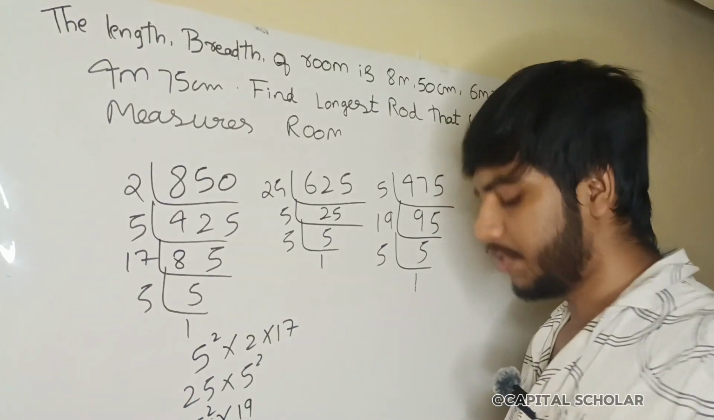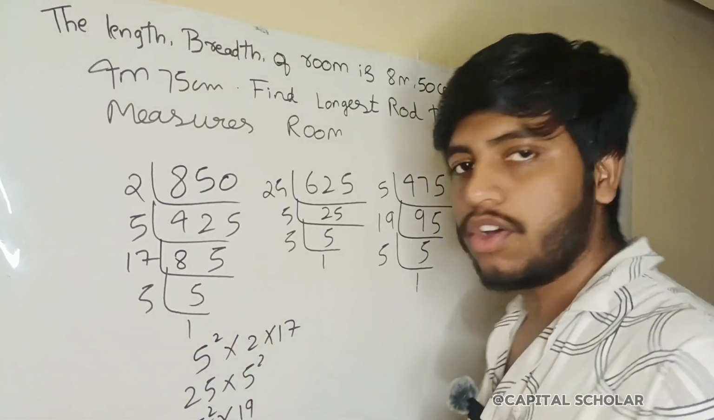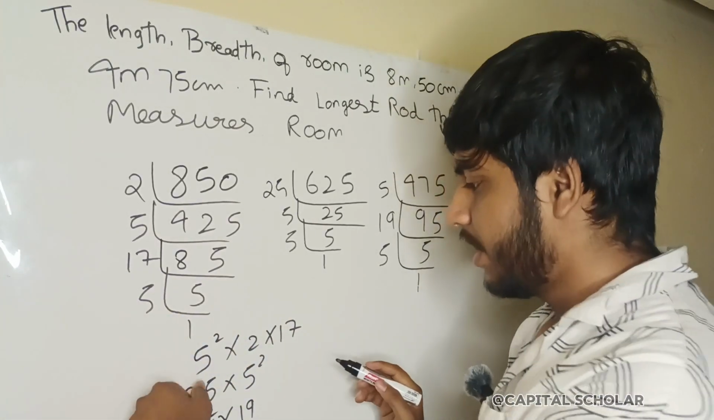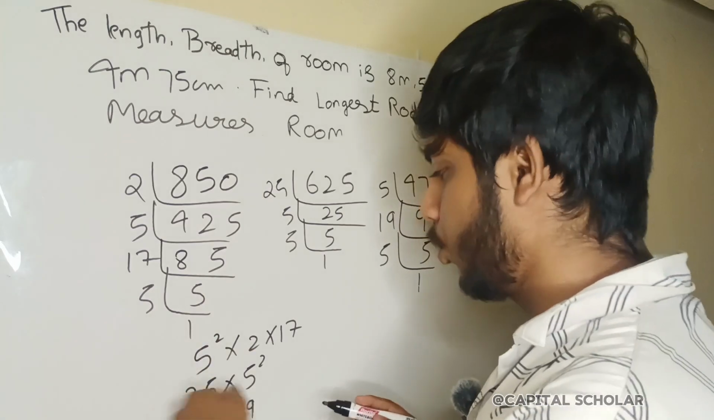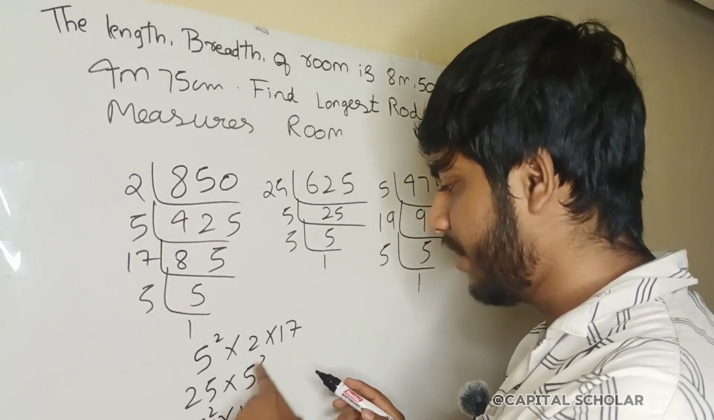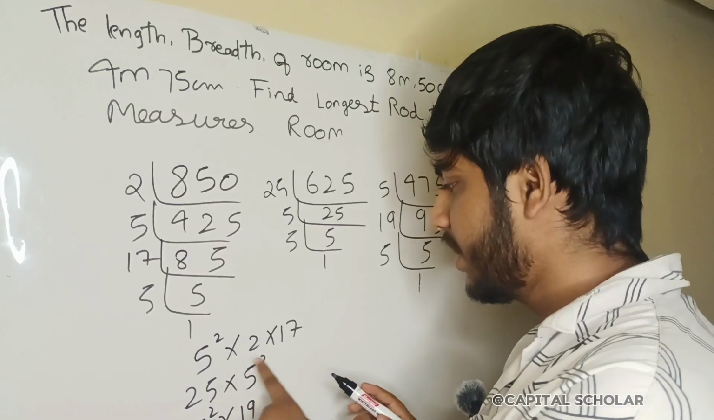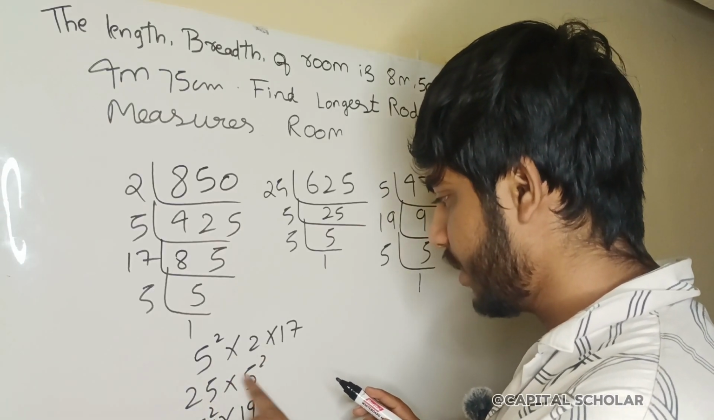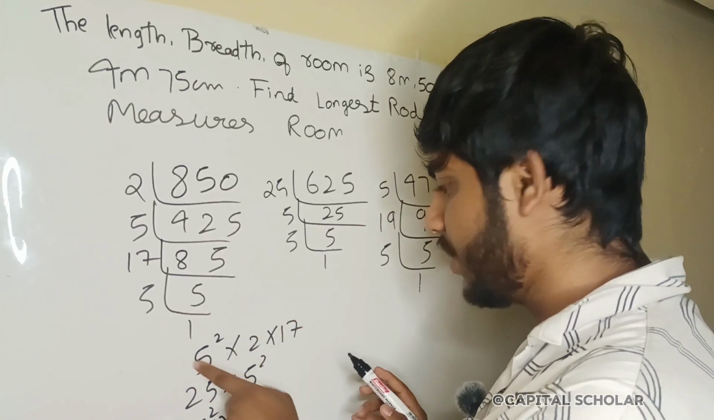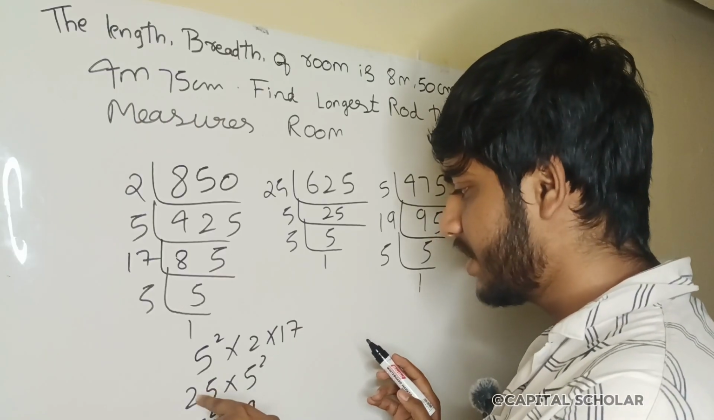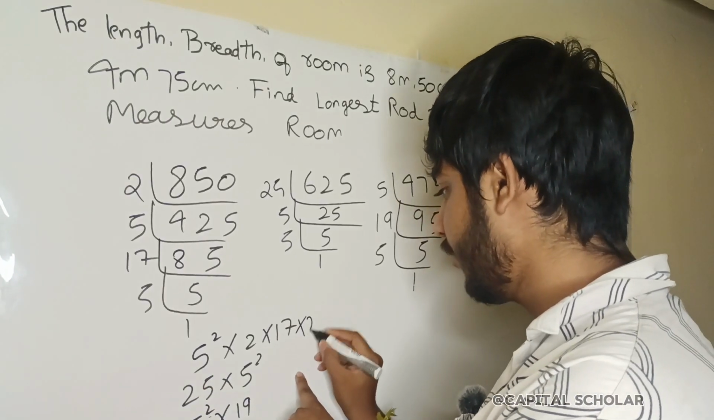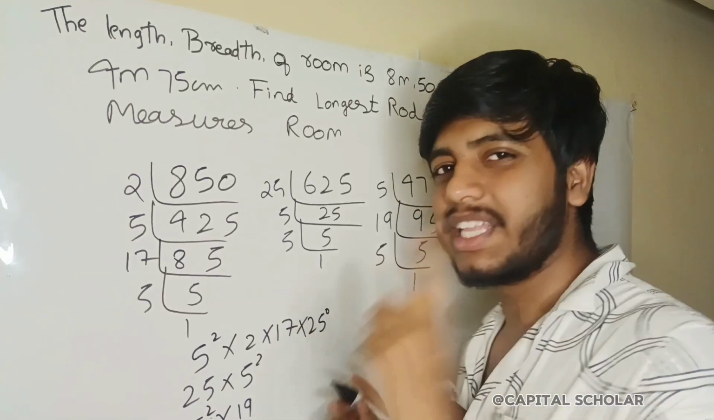So what we have to do is make everything common. How to make it common? 5 is there in all 3 rows. Is there a 25 here? No. We first look at the first row. Is there a 25 here? No. Let us make it 25 to the power 0. Zero power is nothing but 1.